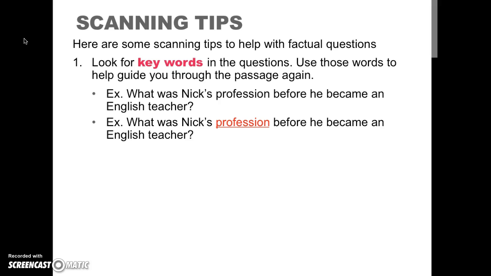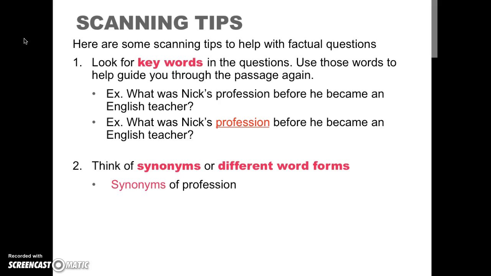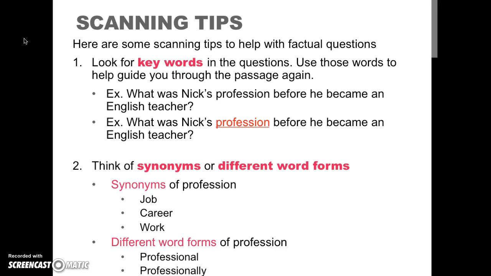You do not need to read the passage. Only look for profession, profession, profession. Okay? If you cannot find profession, then you should think of some synonyms or different word forms. For example, what are some synonyms of profession? Well, job, career, or work. You should look for these: job, career, work. You should not read every word, only look fast for these words. Also, you can look for different word forms, for example, professional or professionally.